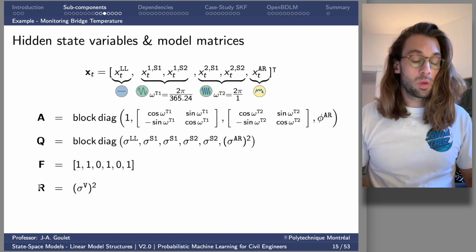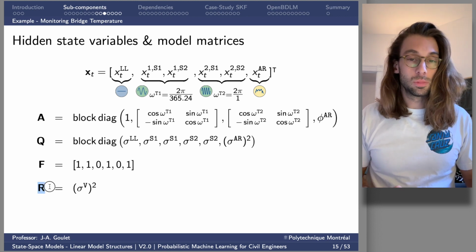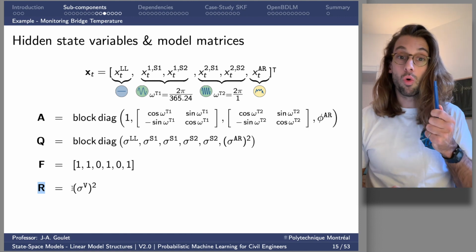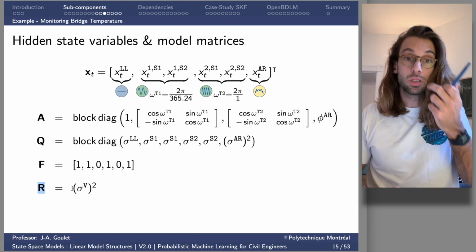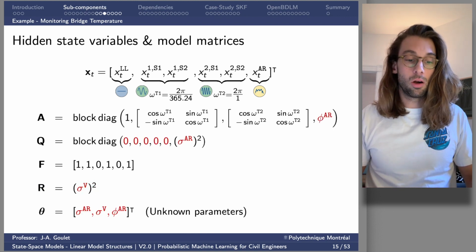Then R is going to be my observation errors, so the covariance for my observation errors. In this case, I have only one time series, so my covariance matrix is going to be a 1 by 1. It's going to be simply the variance for my error process.